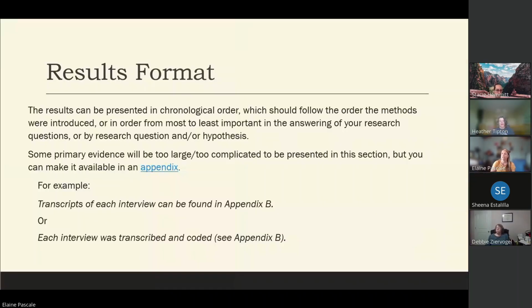So again, results can be in chronological order. They can be by your research questions and objectives. There will be maybe some evidence in your results, just like we talked about with the method section, that'll be too large or complicated to have in the body of the text. So instead, it'll be part of an appendix. Typically, appendixes are things that the reader can wait for. Like in the method, you're talking about your interview script. I don't need to read that script right then and there. I know there's a script, and you can put that in the appendix, and I can look at that later. Next week, we'll talk a little more about how to handle appendixes.